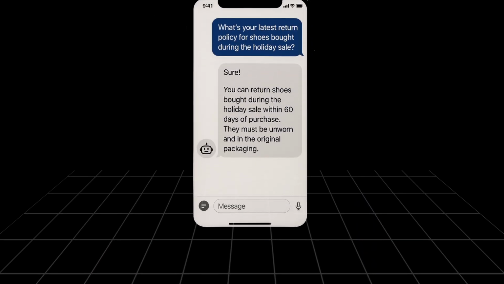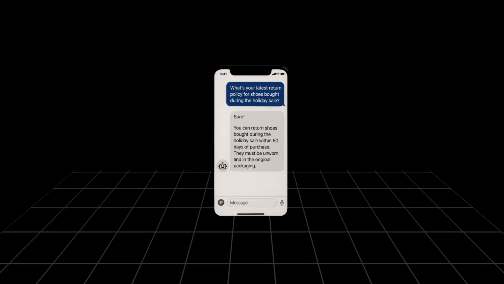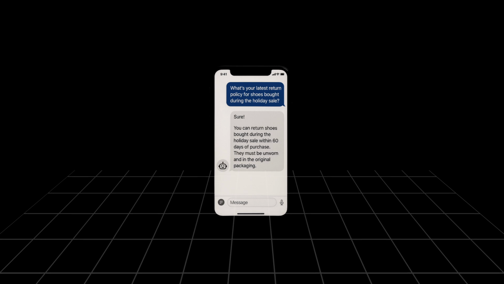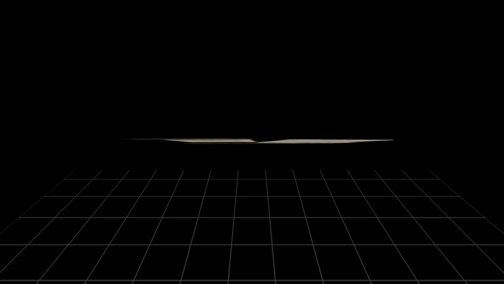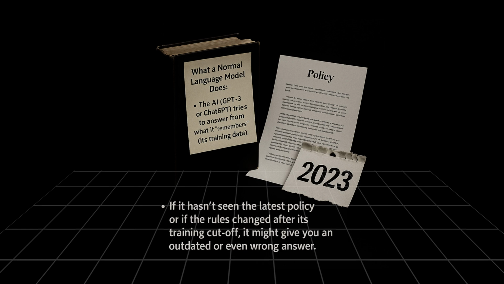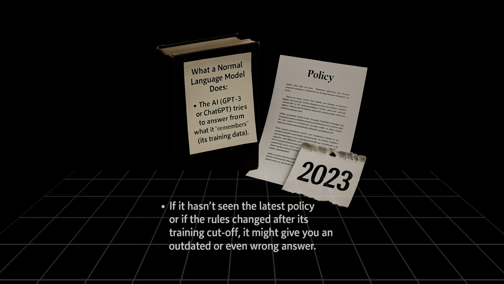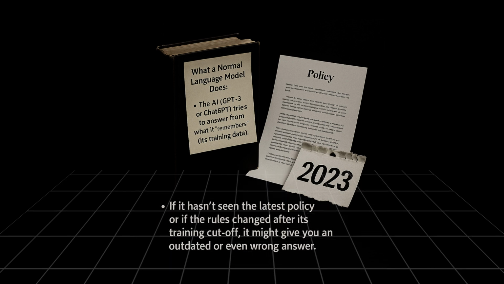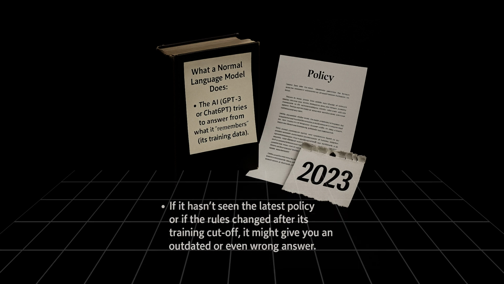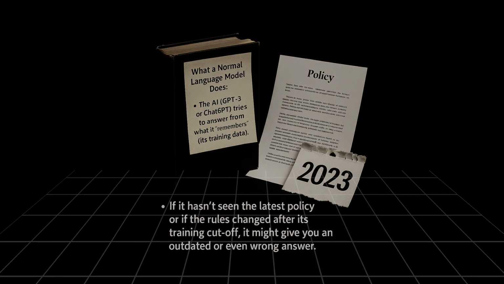Imagine you are chatting with a company's support bot. You ask, what's your latest written policy for shoes during the holiday sale? So, what a normal language model does, the AI, like GPT-3 or GPT-4, tries to answer from what it remembers, its training data. If it has not seen the latest policy or if the rules changed after its training cutoff, it might give you an outdated or even wrong answer.